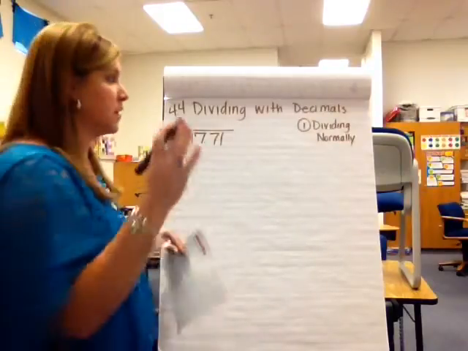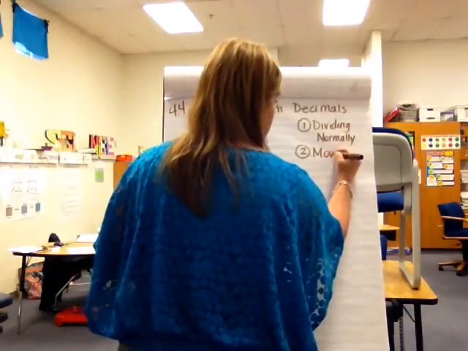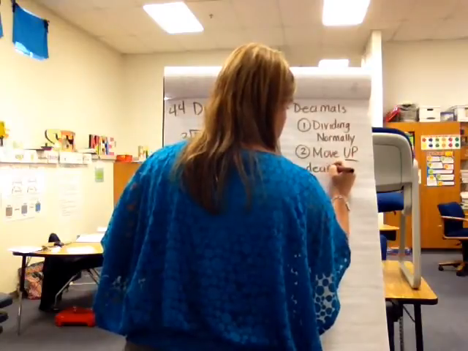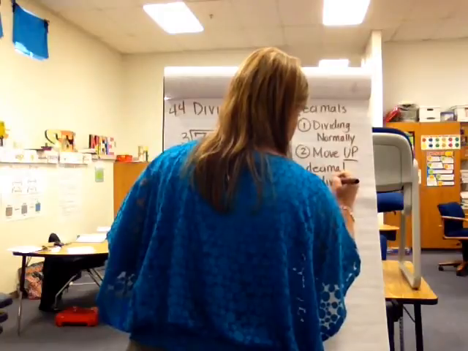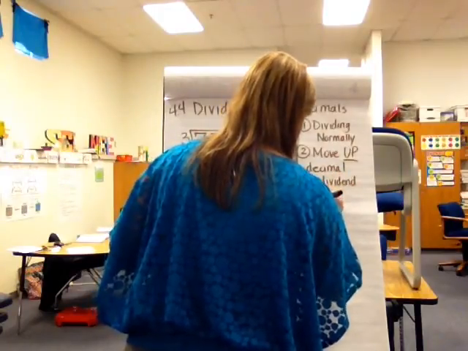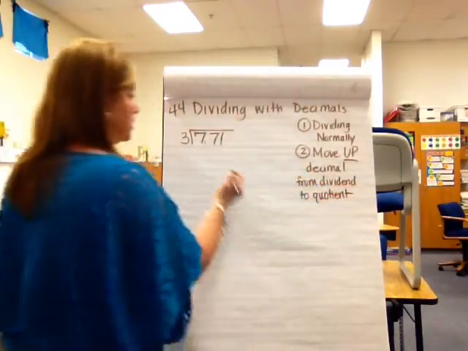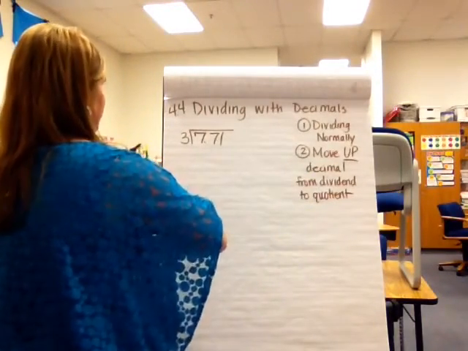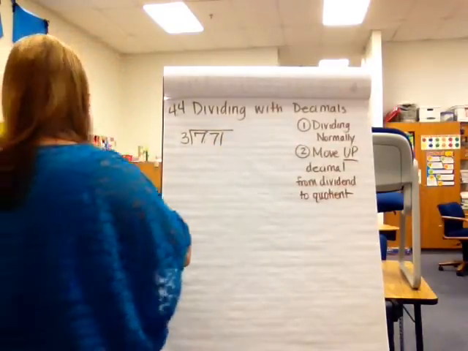So we're going to divide normally. The big thing you must do is simply move up your decimal from the dividend to the quotient. What is the quotient? It's your answer. So you're literally just doing that. That's where I'm moving it up.